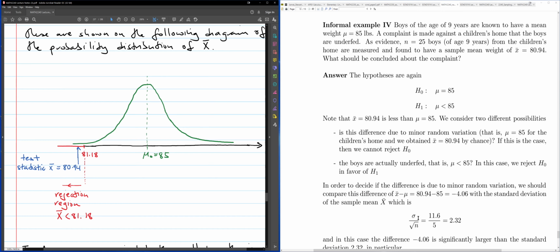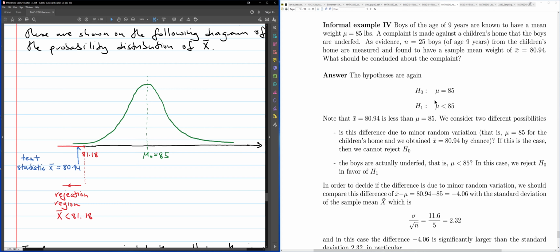This is not the way we're going to actually do it. This is basically to give you an idea of how you're using the probability distribution of the x bar to decide whether to accept the h0 or not. We'll probably talk a little more about this. But as it is, the 80.94 is giving you evidence that mu0 equal to 85 is not true.